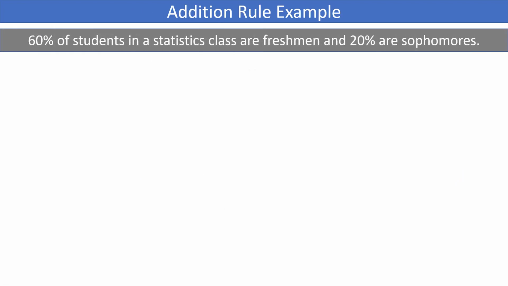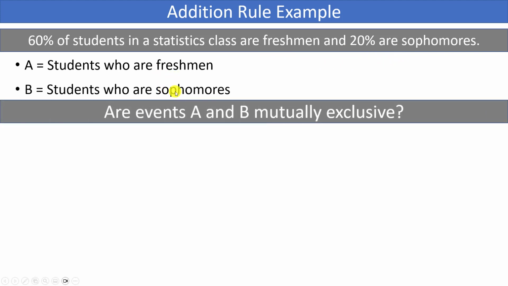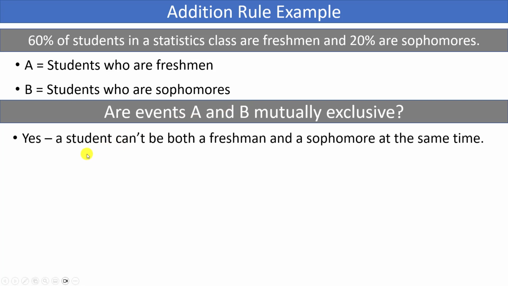Let's look at some examples. 60% of students in a stats class are freshmen and 20% are sophomores. Let's say that A represents the students who are freshmen and B represents the students that are sophomores. Are events A and B mutually exclusive? Remember that mutually exclusive events cannot happen at the same time. So can a student be both a freshman and a sophomore at the same time? No, they cannot, which means that these two events are mutually exclusive. A student cannot be both a freshman and a sophomore at the same time.